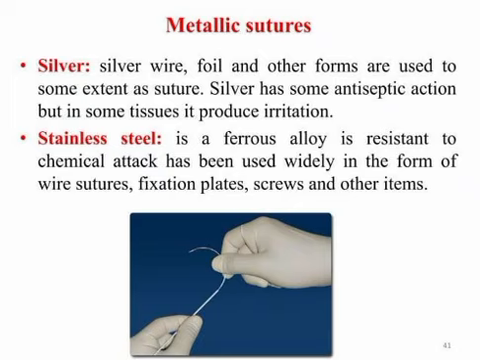Next are the metallic sutures. Metals like silver and steel are used for the preparation of sutures. Silver wire, foil and other forms are used for some of these sutures. Silver has some antiseptic action, but some tissues may undergo irritation when they react with the silver. And stainless steel is a ferrous alloy which is resistant to chemical attack. It is mainly used in the form of wire sutures, fixation plates, screws, and other items.